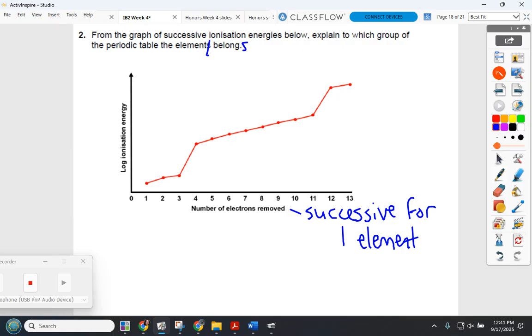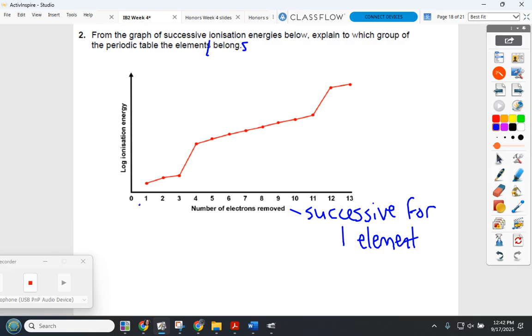So where do we think this element is located? What group do you think? It can be any period. We don't know for sure what period it is. They're not going to give you period 1. Okay, why do you say that? So this is removal of the first electron, okay?